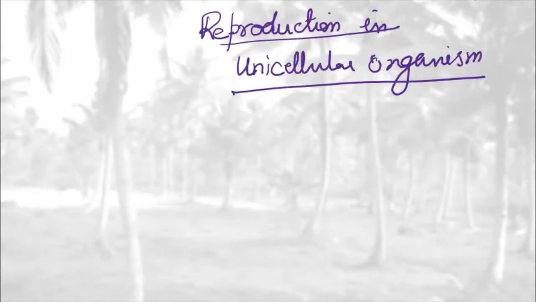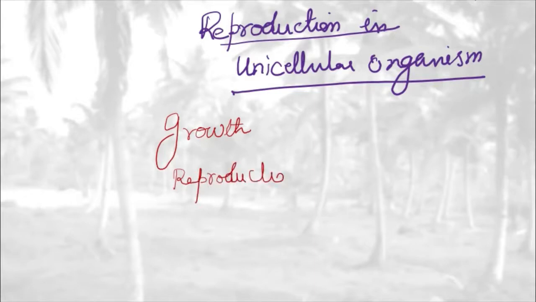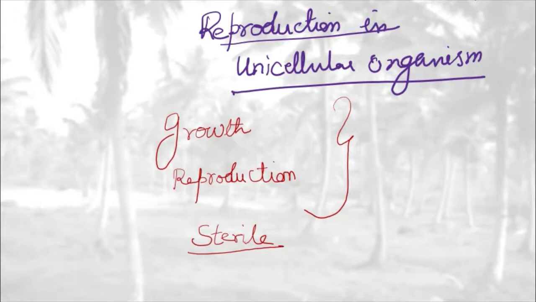Let's talk about reproduction in unicellular organisms. In unicellular organisms, growth as well as reproduction happens simultaneously. I already told you growth means increase in the number of cells. Reproduction means increase in the number of living organisms. So both of these things happen simultaneously in unicellular organisms. And one more thing we are going to discuss. Before that, I'm going to tell you one word: sterile. Sterile means incapable of reproduction.